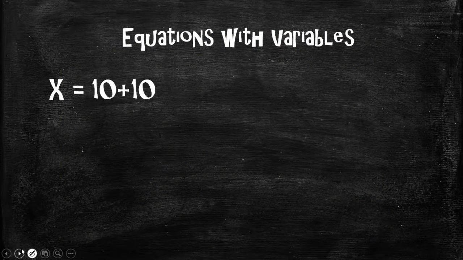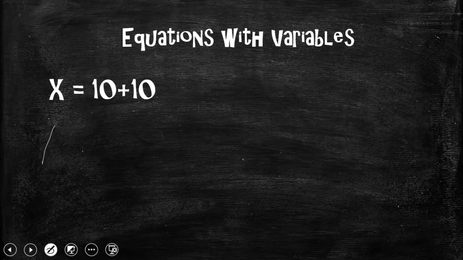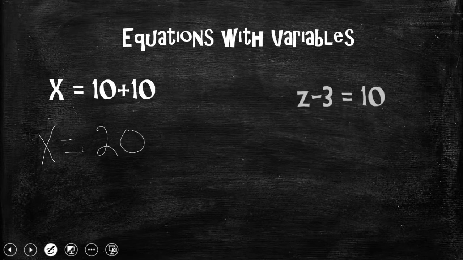Okay, let's work on some equations with variables. X is equal to 10 plus 10. So X is equal to 10 plus 10, which is 20. So X is equal to 20. Okay, let's move on to another one. Z minus 3 is equal to 10.